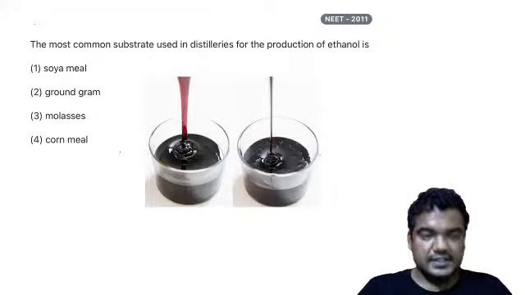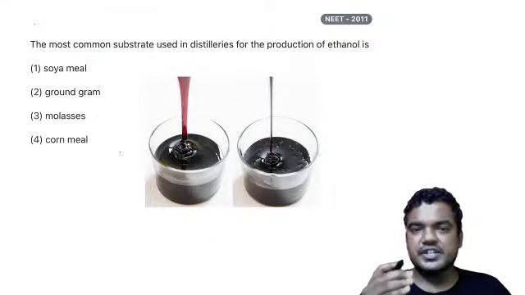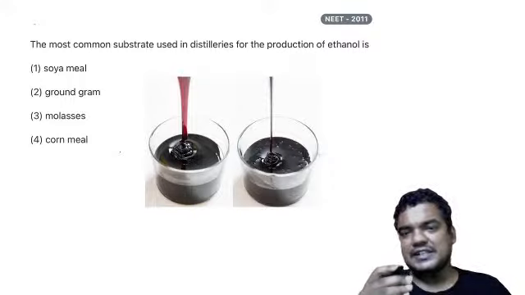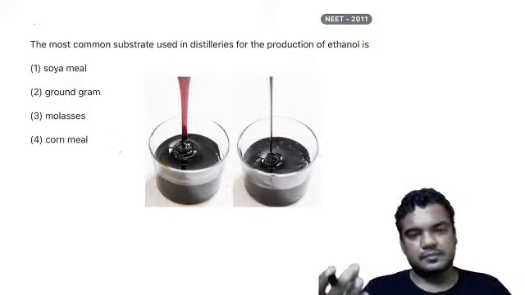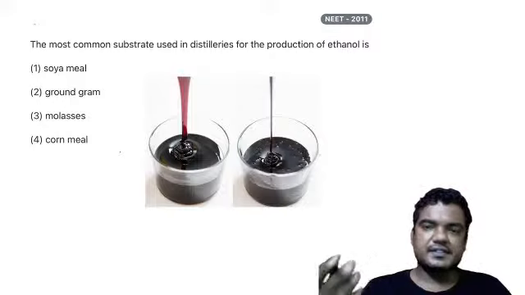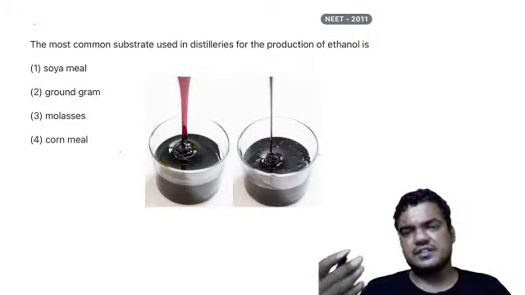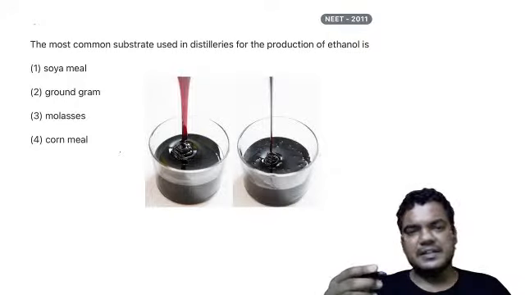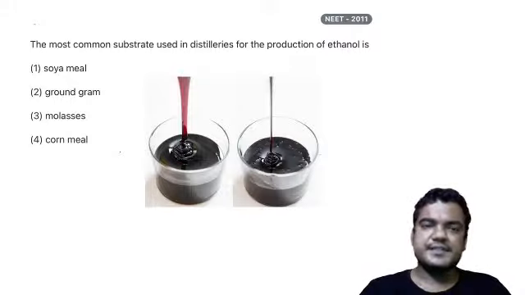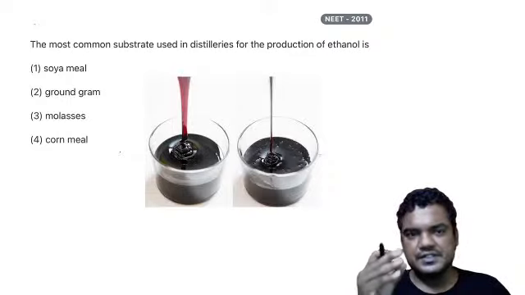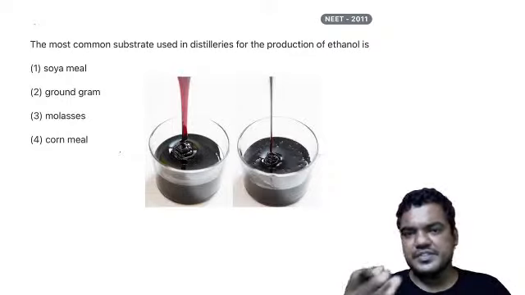The next question is the most common substrate used in distilleries for the production of ethanol. You know that ethanol is very important nowadays in industry. We see so many manufacturers producing this ethanol, and this ethanol has so many applications. And how is this ethanol produced in the distilleries or in the companies? That means what substrate do they use?